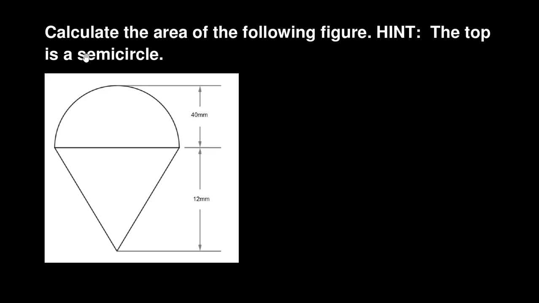find the total area. For example, it says calculate the area of the following figure, and then it gives you a hint to say the top is a semicircle. So you see they are even giving you a hint. Now you can see that you have two different types of shapes. You have the top part, if I can maybe do this for you, you have this top part of the circle. You can see that's what you have there.